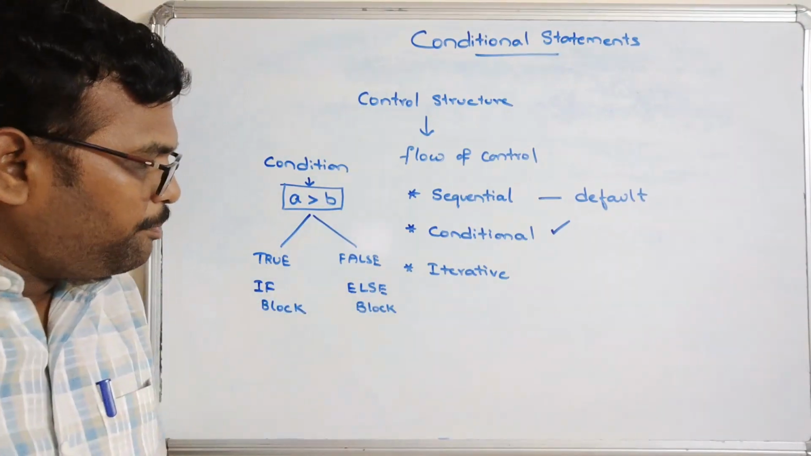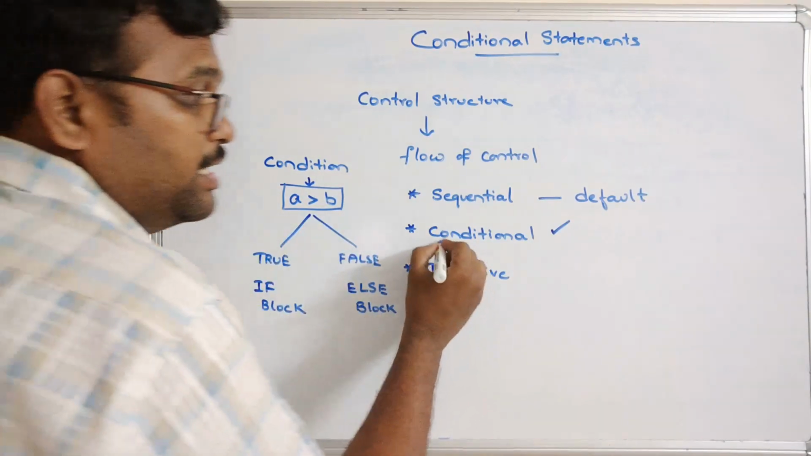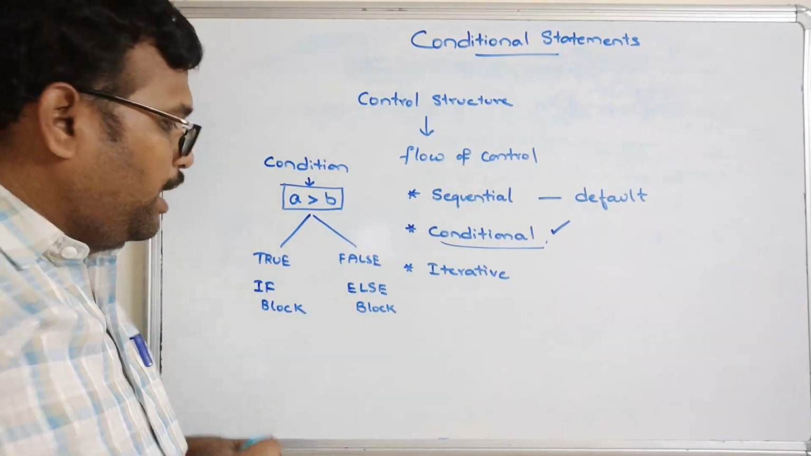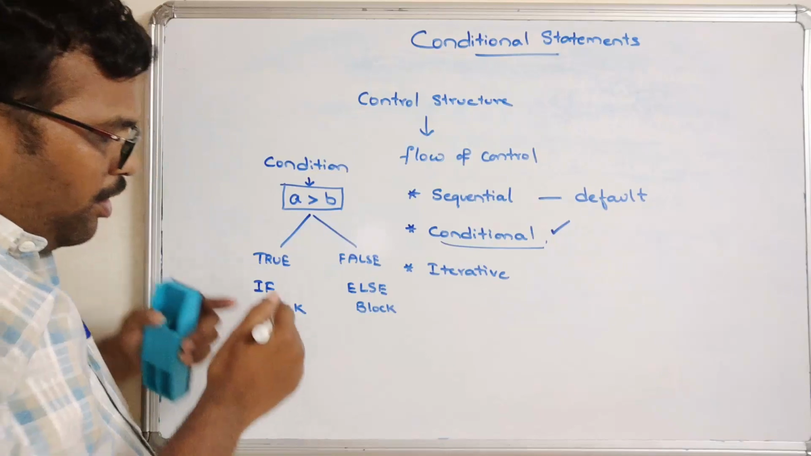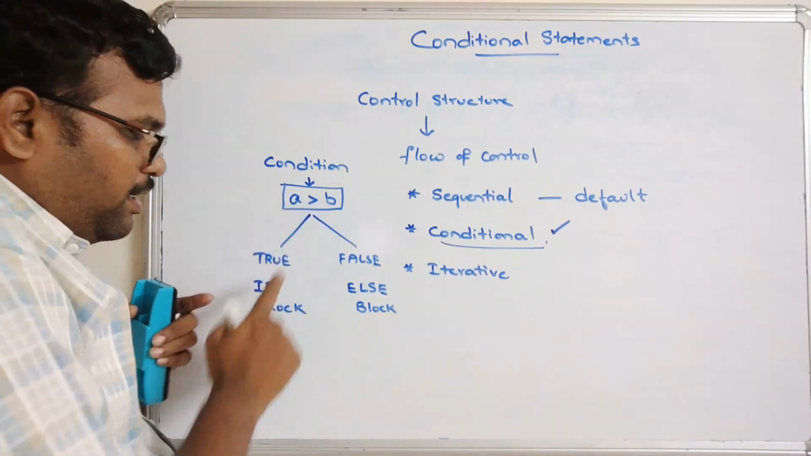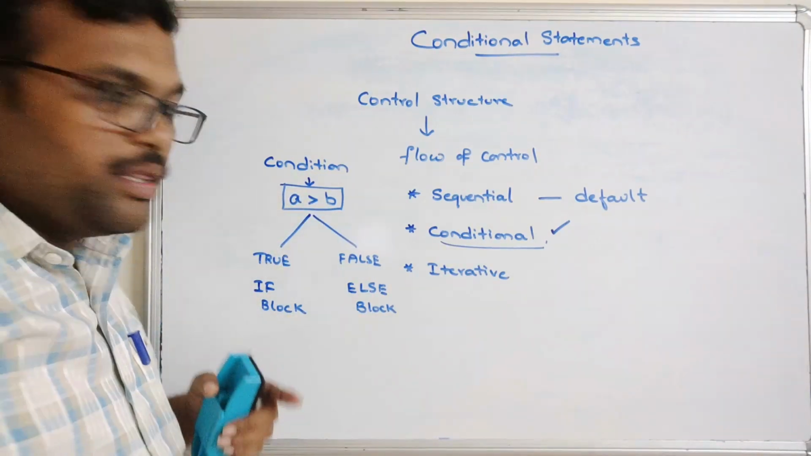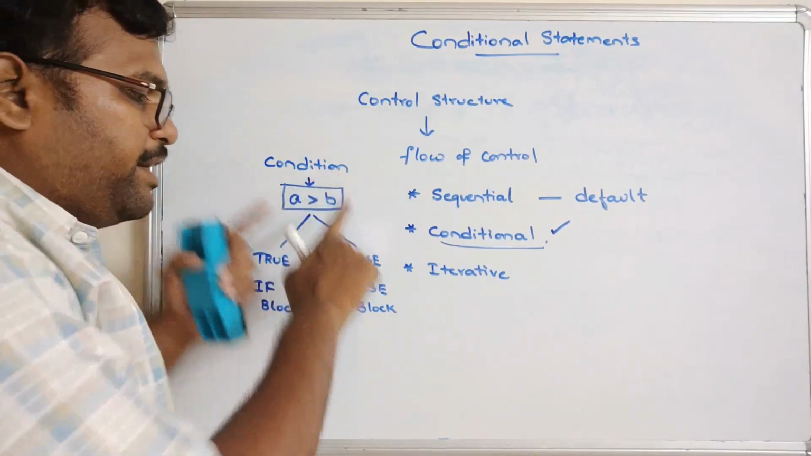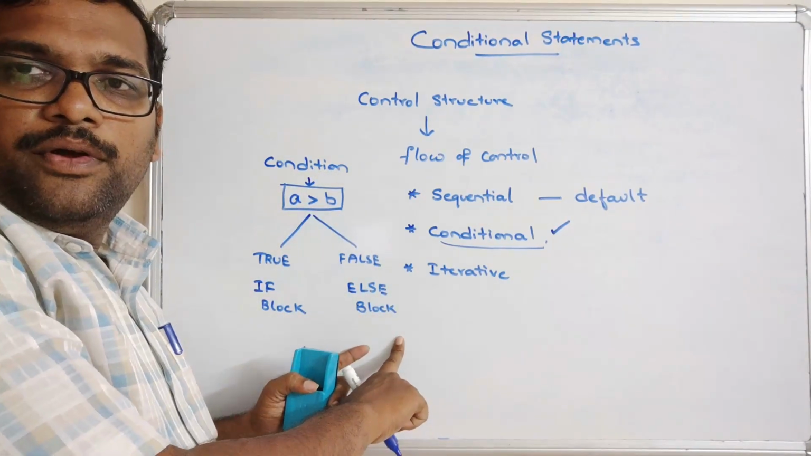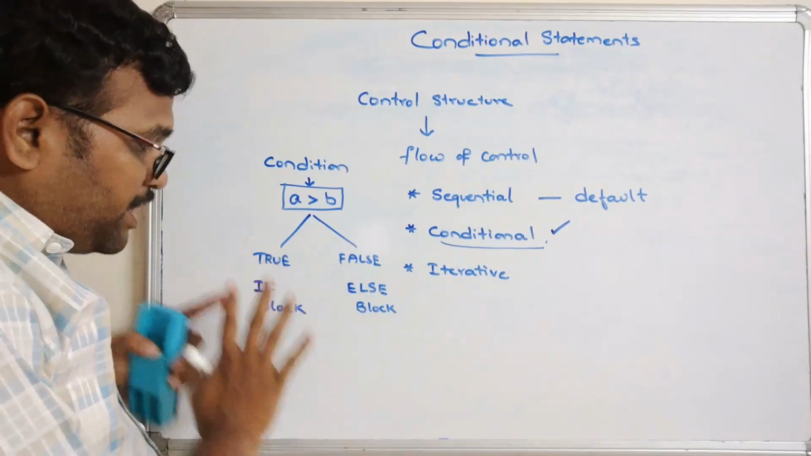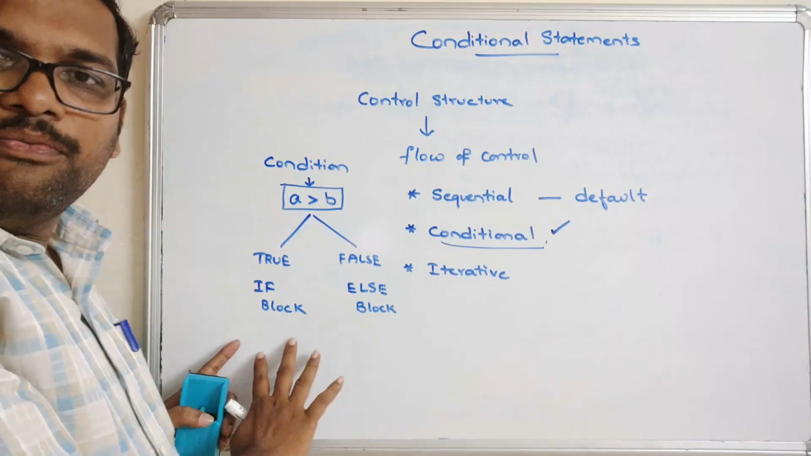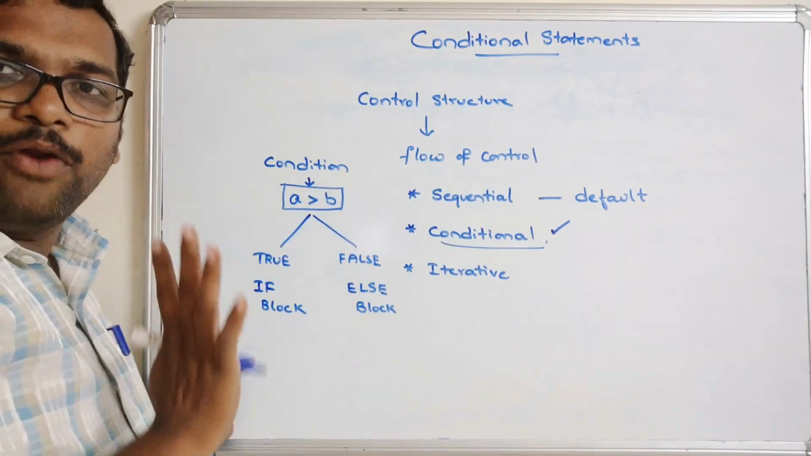So that we call conditional control structures. One more important point: the condition should be written only in the if block. The condition should not be written in the else block. Without an if block we should not write else, but without else we can write if, because we write the condition in the if block only.